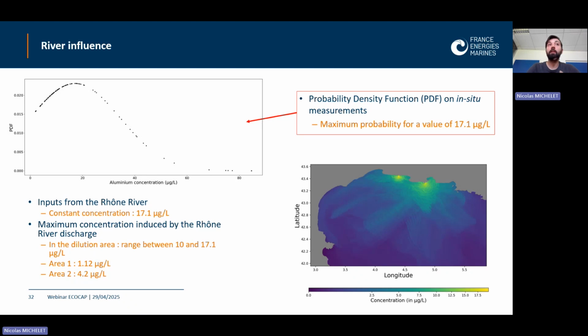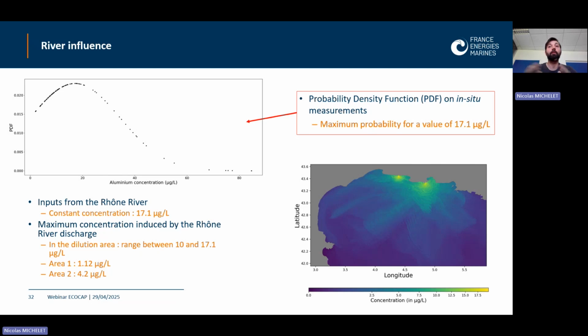So to consider the influence of the Rhône in the Gulf of Lion, we do not have enough data to perform a realistic variation during the 2 years. So what we have done here, we have gathered the maximum of in situ measurements of dissolved aluminium concentration in the Rhône plume, and we have performed a probability density function, which told us that the most probable situation is a concentration of 17.1 microgram per liter of aluminium released by the Rhône River.